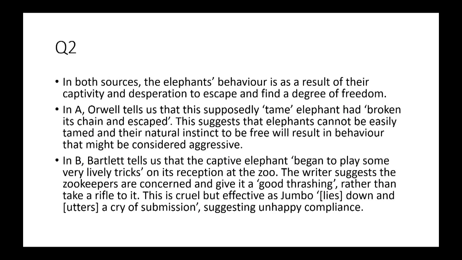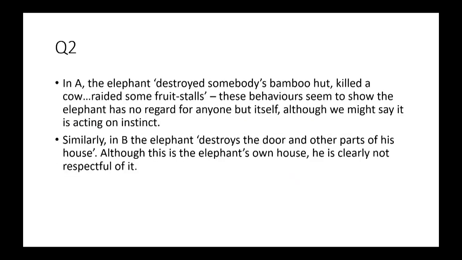In B, Bartlett tells us that the captive elephant began to play some very lively tricks on its reception at the zoo. The writer suggests the zookeepers are concerned and give it a good thrashing rather than take a rifle to it. This is cruel but effective, as Jumbo lies down and utters a cry of submission, suggesting unhappy compliance. All right, so there's the similar behaviour, but with some differences thrown in for good measure.